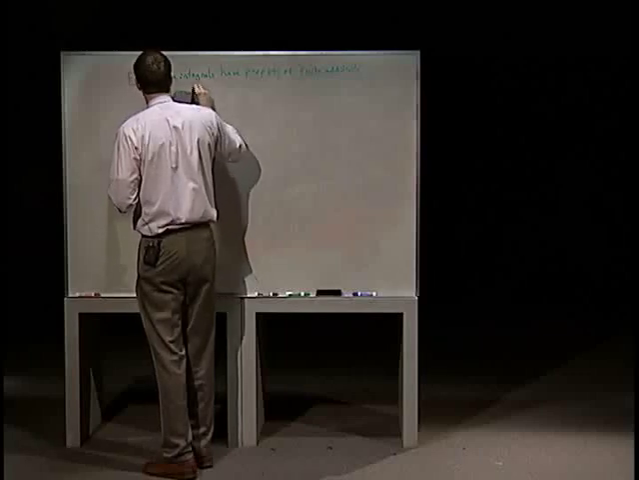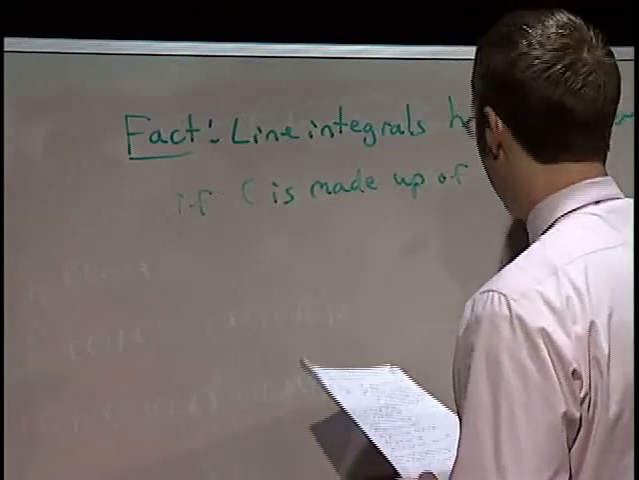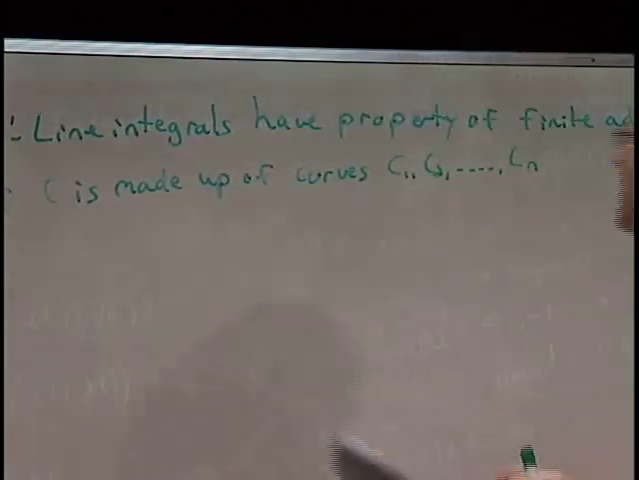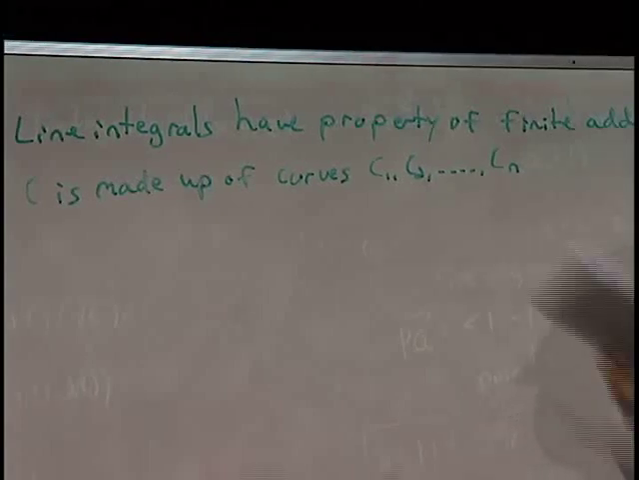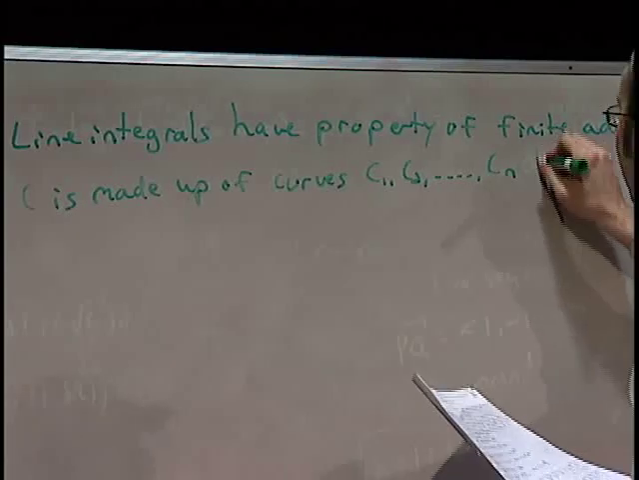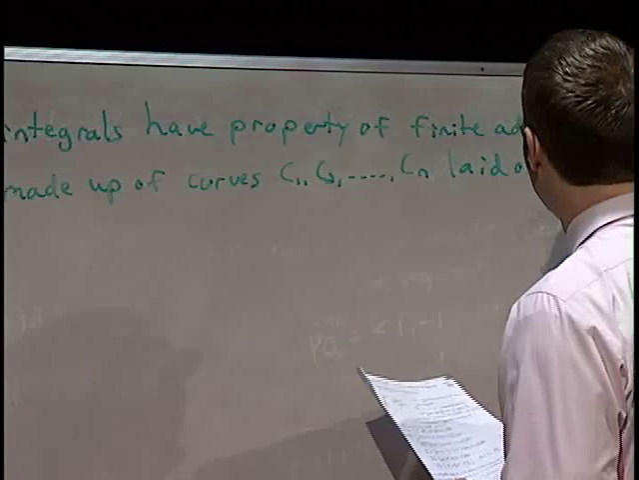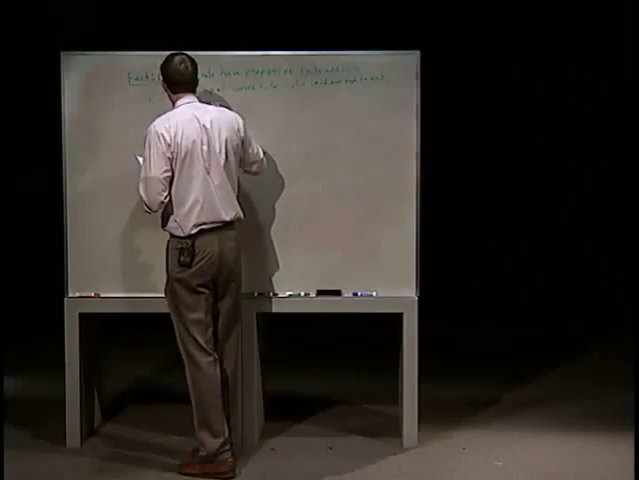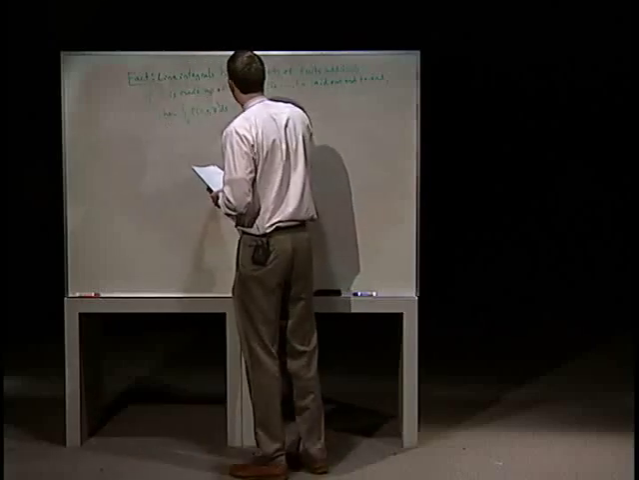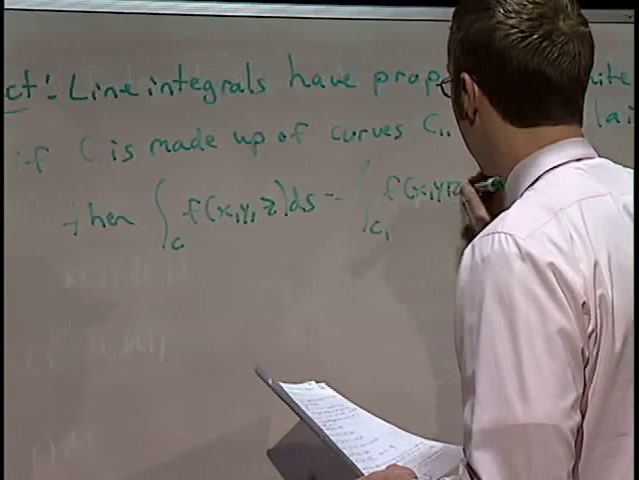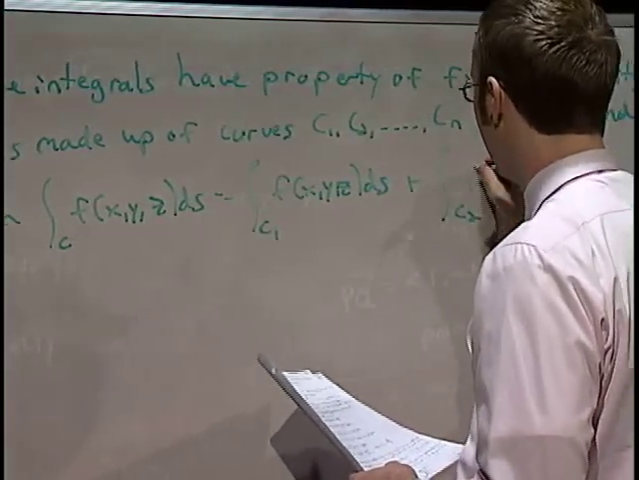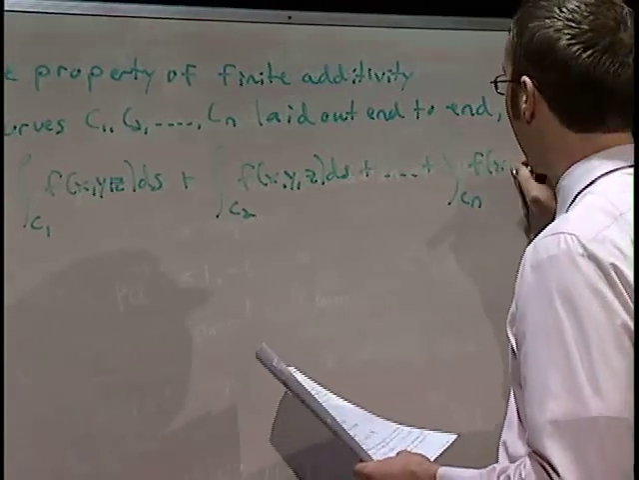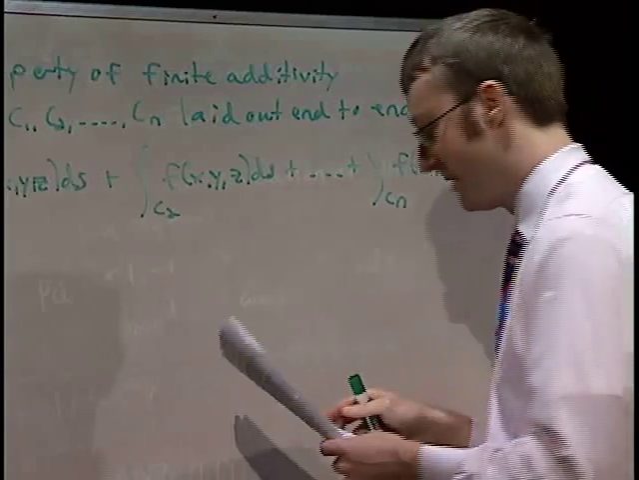if C is made up of a bunch of curves C1, C2 through Cn, and there are finitely many of these, not infinitely many, just some finite number of curves lined up, laid out end to end, and there's no overlap, then the integral over C is equal to the integral over C1 plus the integral over C2 plus dot dot dot plus the integral over Cn. Okay?